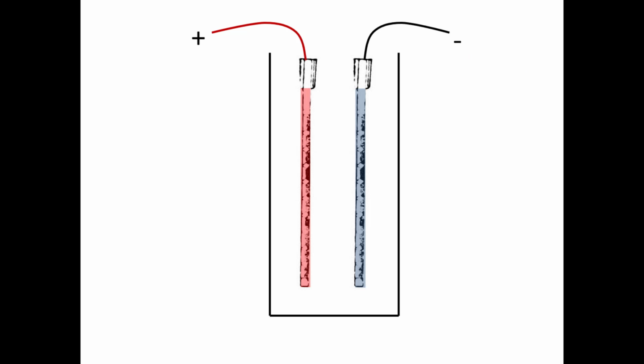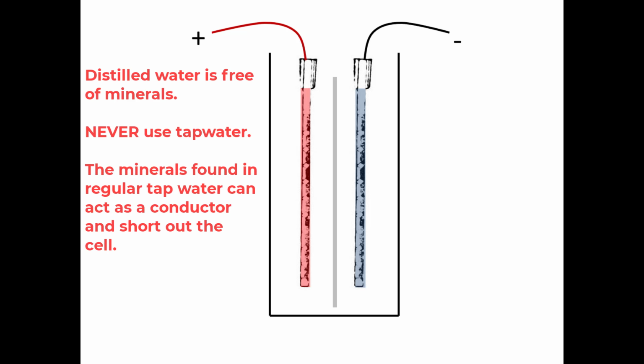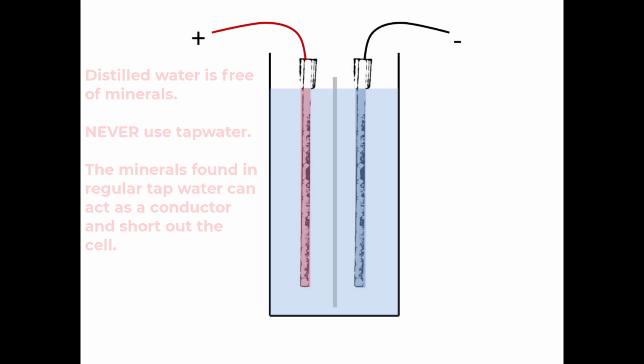We cannot allow these 2 plates to touch, so we have to put a porous envelope separator between them. It's porous to allow fluid transfer, but we don't want to allow the 2 dissimilar metals to touch. We're then going to fill the cell, or the container, up with distilled water, and then we're going to add a mixture of sulfuric acid to this distilled water.